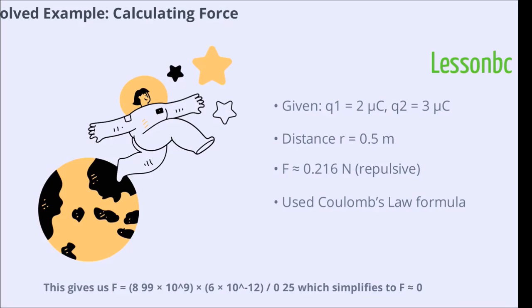This gives us F equals 8.99 times 10^9 times 6 times 10^-12 over 0.25, which simplifies to F approximately, and this force is repulsive since both charges are positive. This example shows how straightforward calculations can be when you follow the formula step by step. Next, we'll see how electric potential energy is related to these charges.